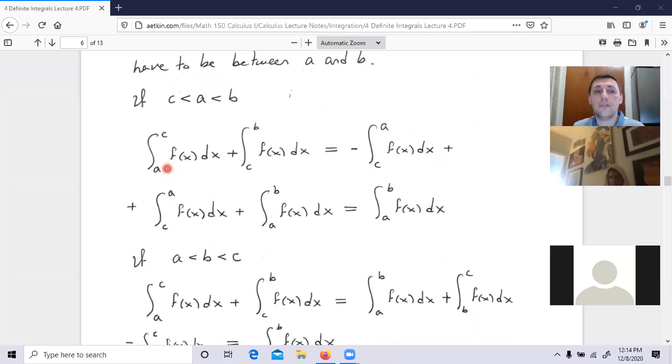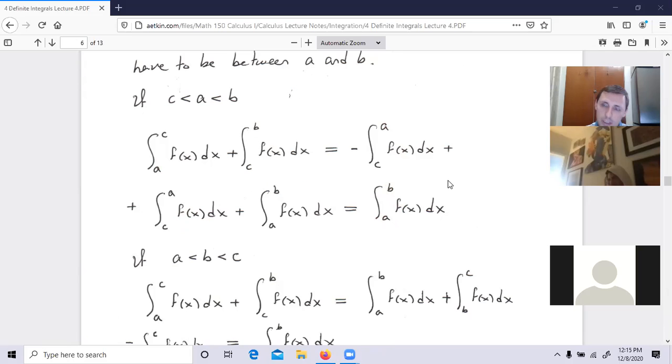Okay, so if I have the integral from A to C plus the integral from C to B, I can write it as minus the integral from C to A. We're assuming C is smaller than A, so I want C to be on the bottom. Minus the integral from C to A plus the integral from C to B, and this I can break apart: it would be the integral from C to A plus the integral from A to B. And look what happens here. This integral and that integral cancel out, and I am ending up with the integral from A to B of f of x dx. Do you understand what I'm saying, guys?